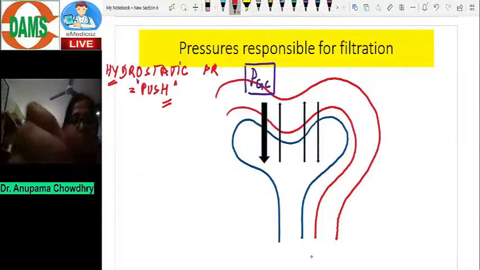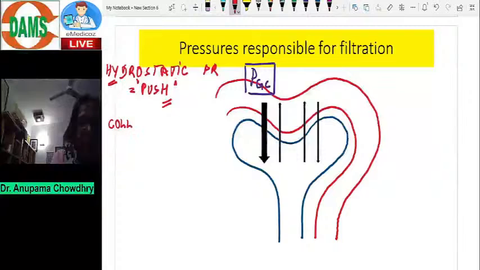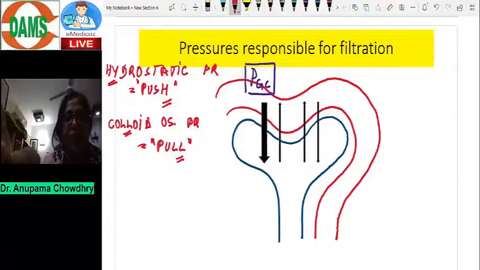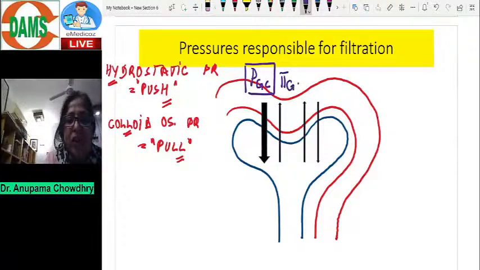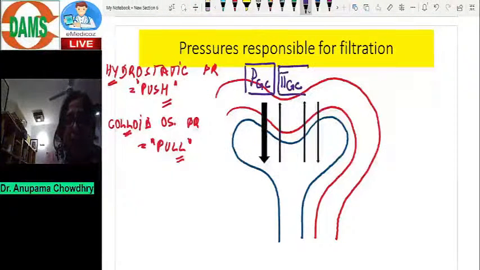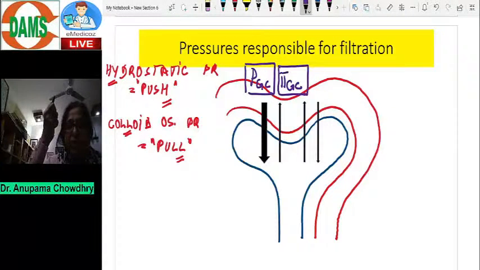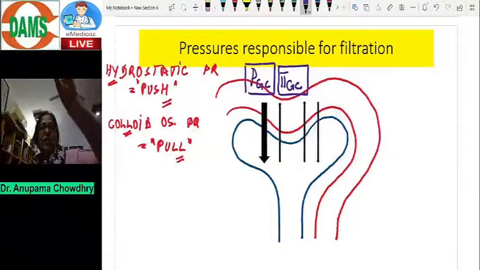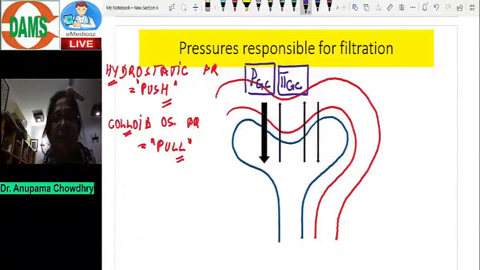Then there is yet another force which is going to pull the fluid back, and that is called the colloid osmotic pressure. This is the pull force which is pulling the fluid back into the capillary. This pressure is known as pi GC. What is pi GC? Colloid osmotic pressure of the glomerular capillary. This is the pull force. So 2 forces, push force, and opposing this push force is the pull force, which is pi GC.